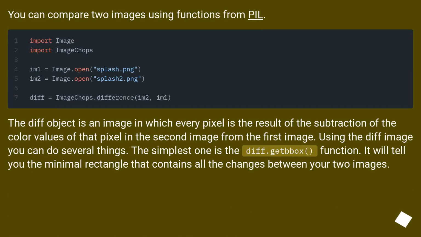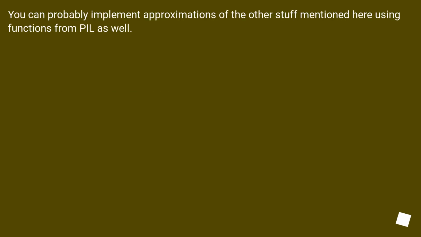You can compare two images using functions from PIL. The diff object is an image in which every pixel is the result of the subtraction of the color values of that pixel in the second image from the first image. Using the diff image you can do several things. The simplest one is the diff.getbbox function. It will tell you the minimal rectangle that contains all the changes between your two images. You can probably implement approximations of the other stuff mentioned here using functions from PIL as well.